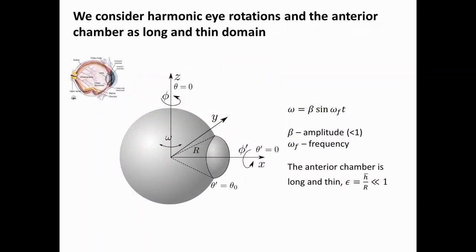Right, so we consider a simple model where the anterior chamber is this region here, sits on a sphere, and the anterior chamber is the region where we're solving. The sphere rotates harmonically with amplitude beta and angular frequency omega f, and the anterior chamber is considered to be a thin domain, so it has a small aspect ratio. The thickness over the width we call epsilon, and it's a small parameter in our model.